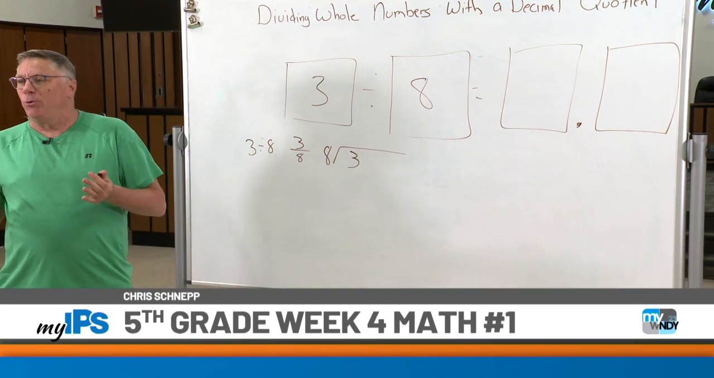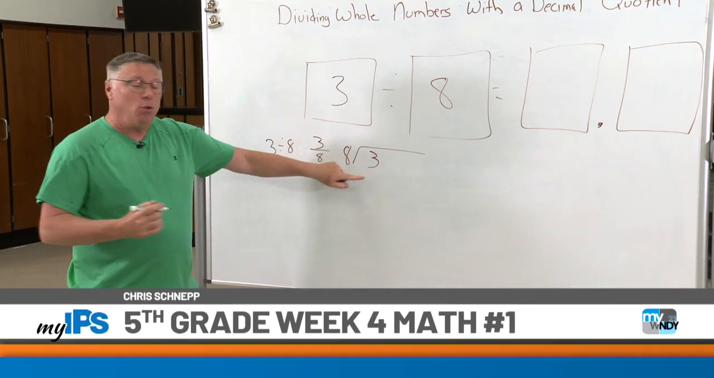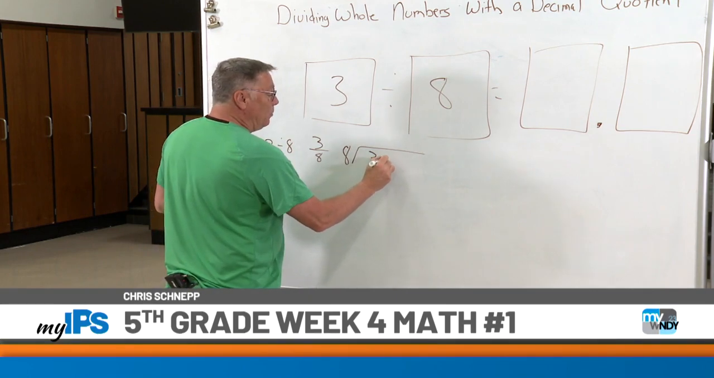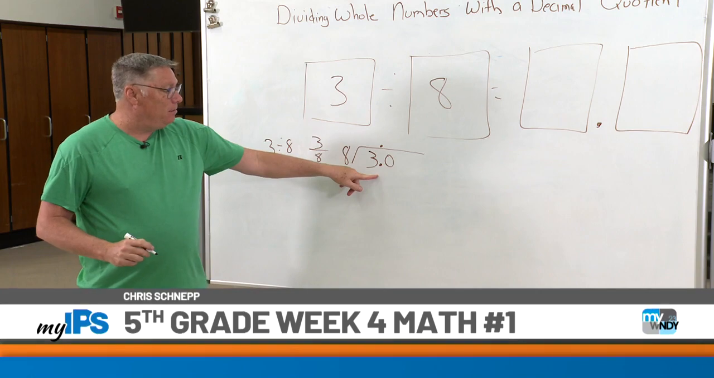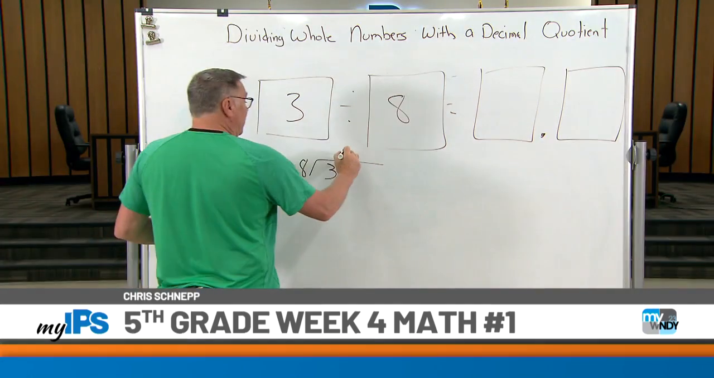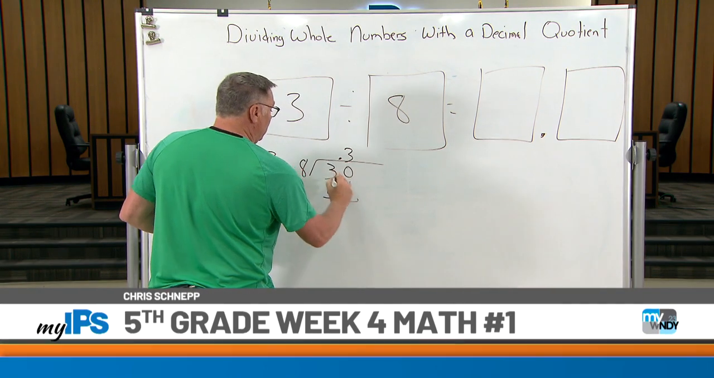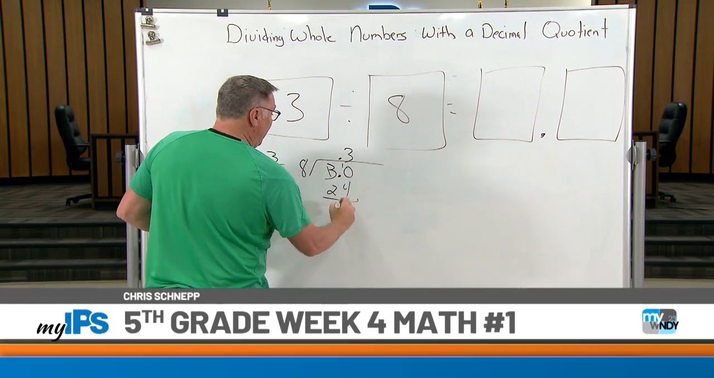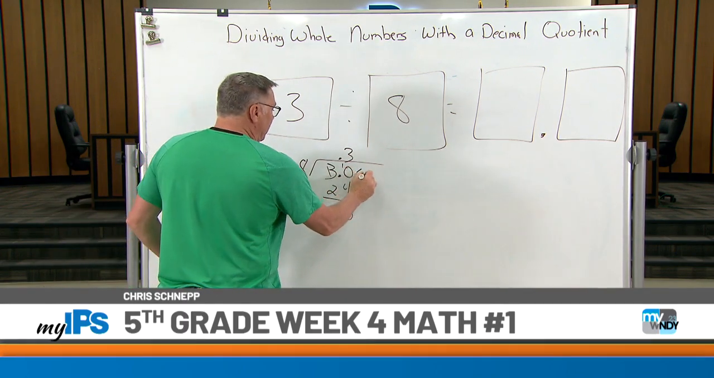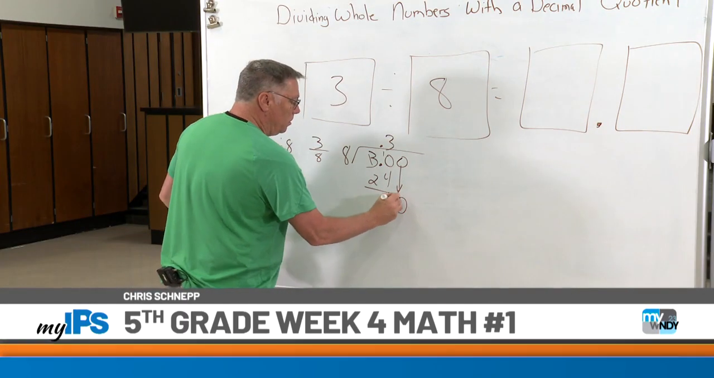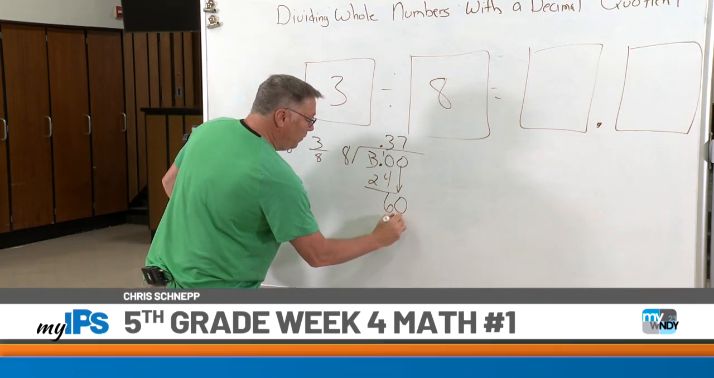8 cannot go into 3, right? So we have to add a 0, and since that 3 is a whole number, we have to add a decimal point and a 0 and bring our decimal point up. 8 goes into 30 3 times. That is 24. Then we subtract. 8 doesn't go into 6, so we've got to add another 0. 8 goes into 60 7 times. That's 56.